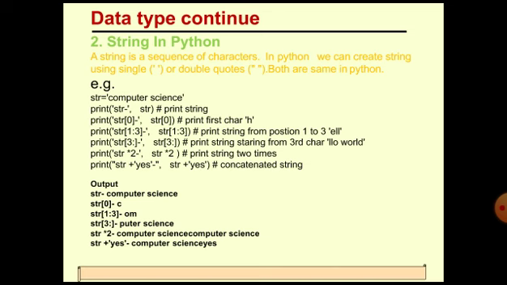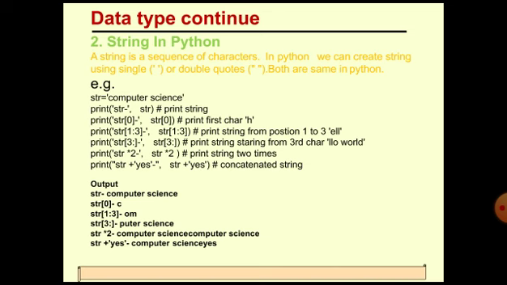Now again, str into 2. I think you have studied this in your previous classes also. This star in the case of a string is used as a replication operator. What does it do? If you write str into 2, str is holding a string here, so that value will be repeated. The whole string will be repeated twice here.